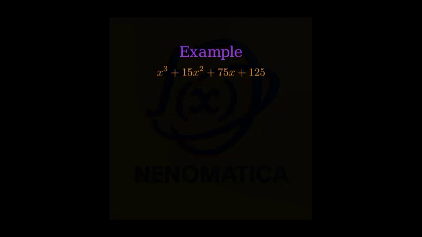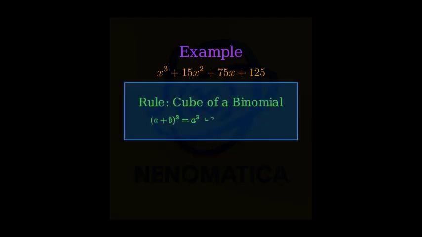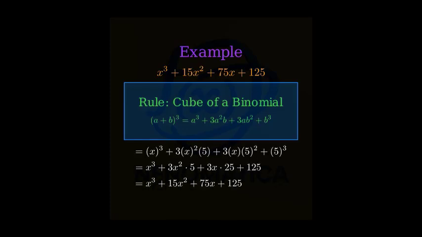We need to factor this expression completely. We need to recognize what kind of pattern we have here. This looks like a cubic expression that might be a perfect cube. Let's see if we can express it using the cube of a binomial pattern. Looking at our expression, let's try to match it with the cube of a binomial pattern. If we compare our expression with the formula a cubed plus 3a squared b plus 3ab squared plus b cubed, we can identify the terms.